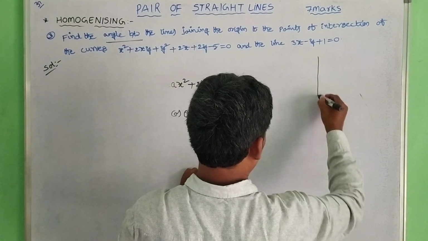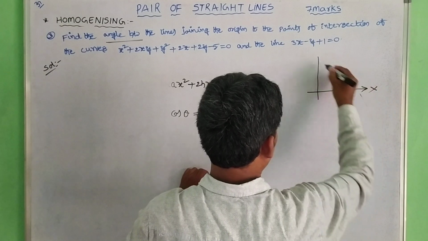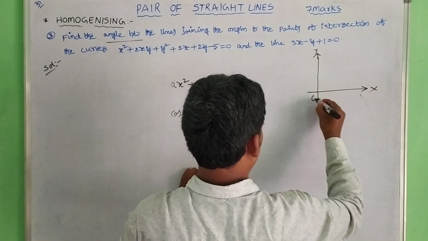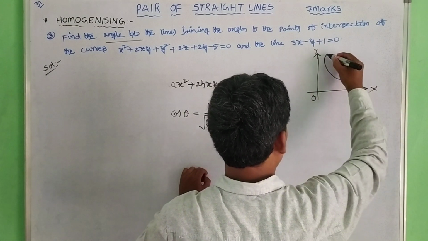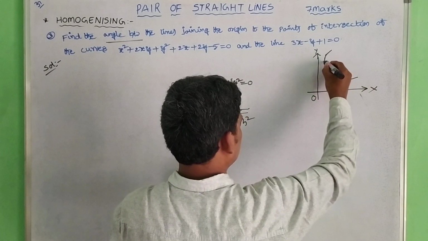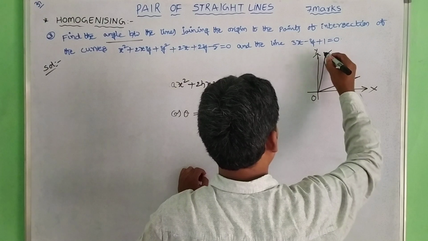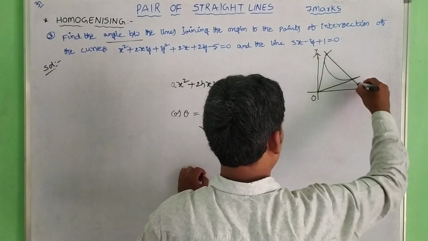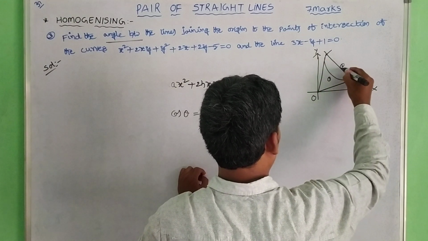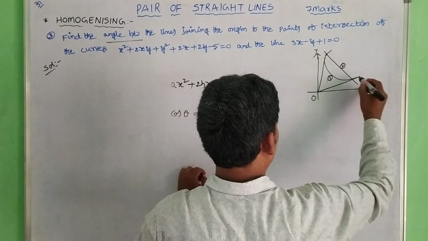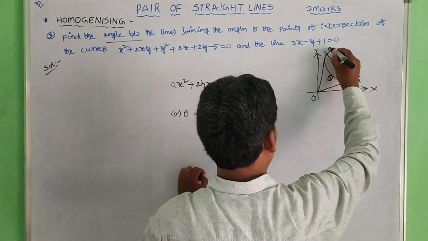The same diagram also. This is the x-axis, this is the y-axis, this is the origin. This is the given curve, which represents these two lines. This is also a given line, a straight line. The points of intersection are A and B.